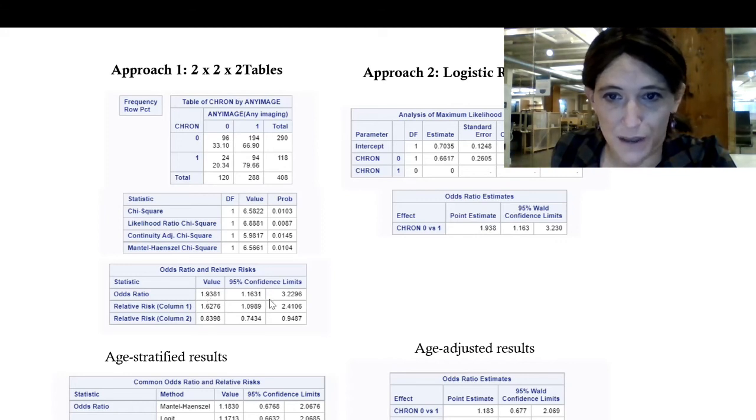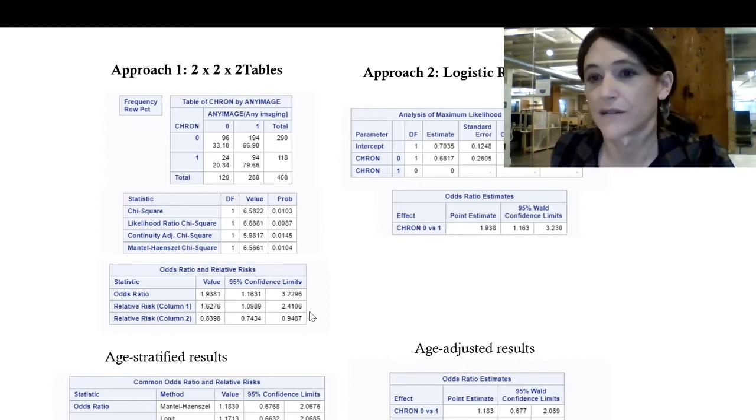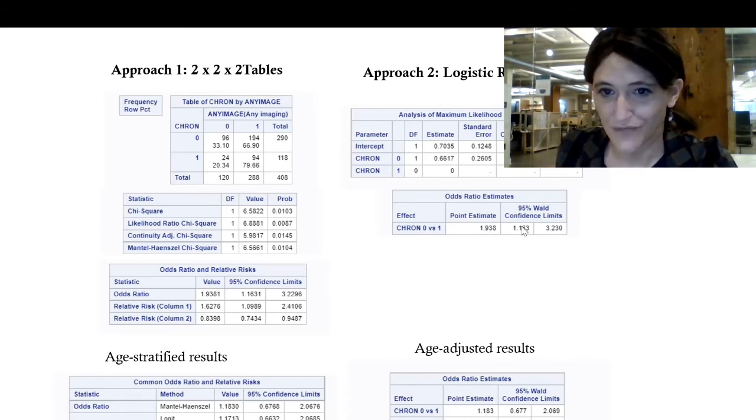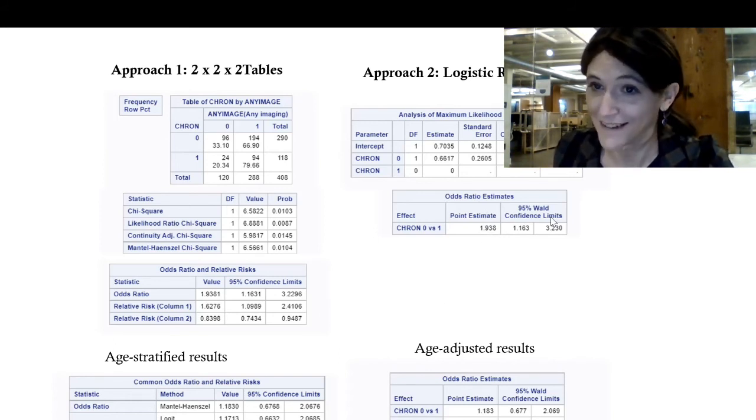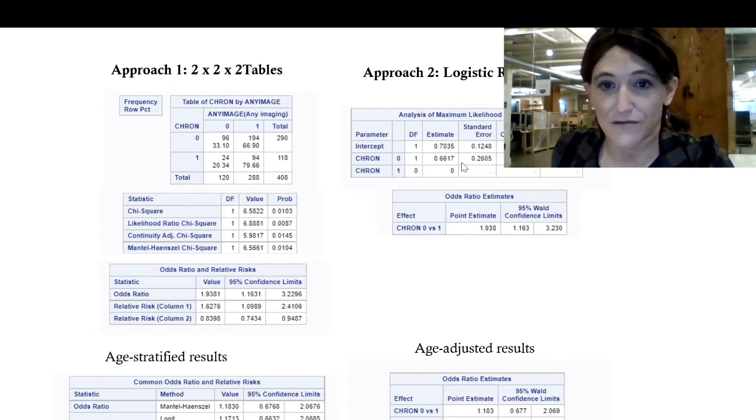got over here using a 2x2 table. And in fact, my confidence intervals are also the same, 1.163, 3.23. This one looks a little different just because of the rounding. How do you get the exact same answer? Why don't I just use the 2x2 table? It gives me the right answer. Well, the answer is there is no good reason for a simple logistic regression. It's going to have the exact same result.